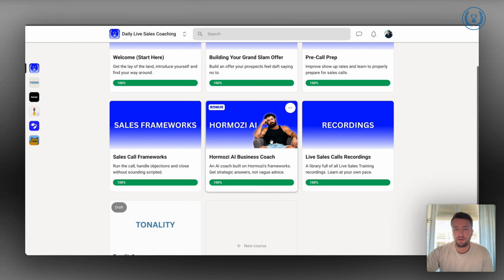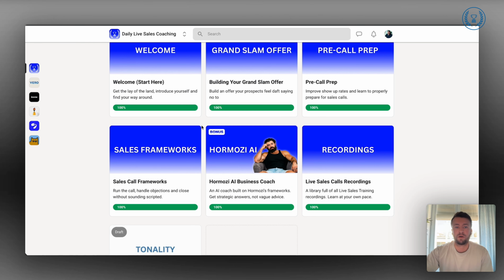And then finally here we have the Hormozi AI Business Coach. So this just allows you to have a bit of a soundboard. I know there's going to be a few moving parts when it comes to running your sales calls, to building your offer, to doing your pre-call prep. So having someone, or an AI coach rather, that's trained on all three of the books that he sells. So that's $100 million offers, $100 million leads, $100 million money models. They're all trained on this, so you can ask it questions.